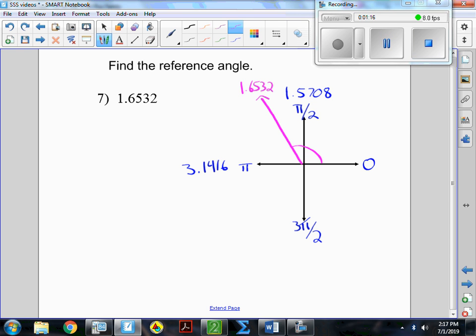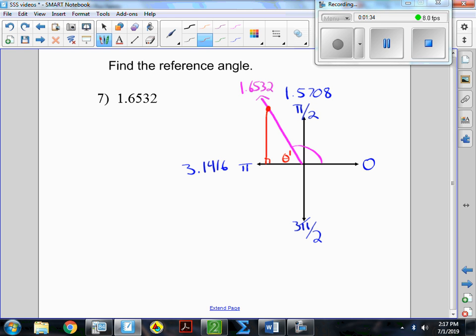And so now I need to find the reference angle. To find the reference angle, we pick a point on that angle. We draw it vertically to the horizontal axis, and that gives me a different angle theta. We call that theta prime. So we want to find the measure of theta prime.